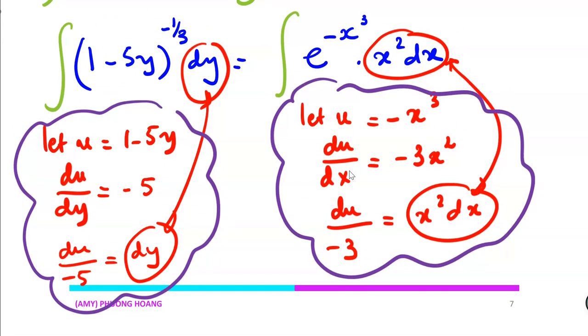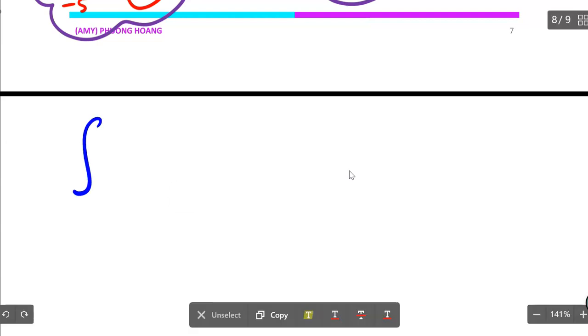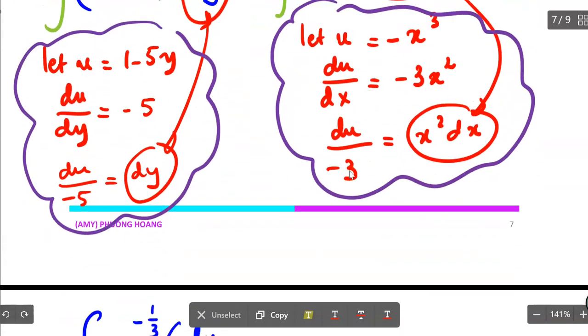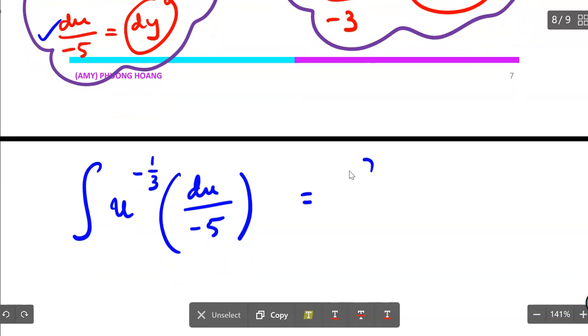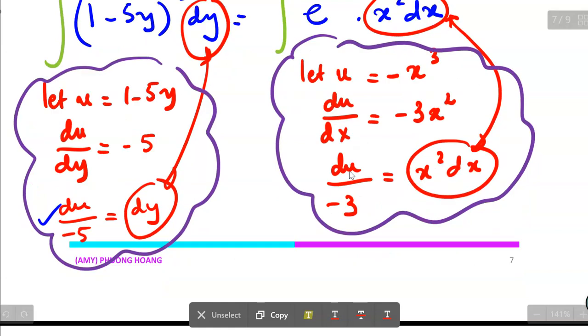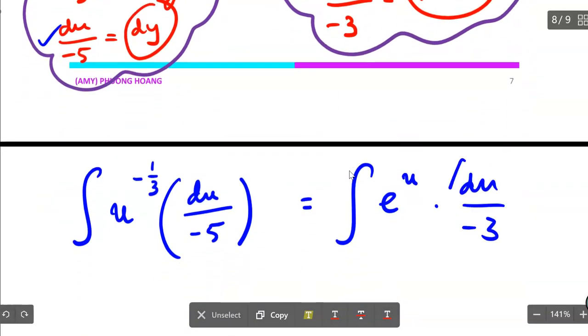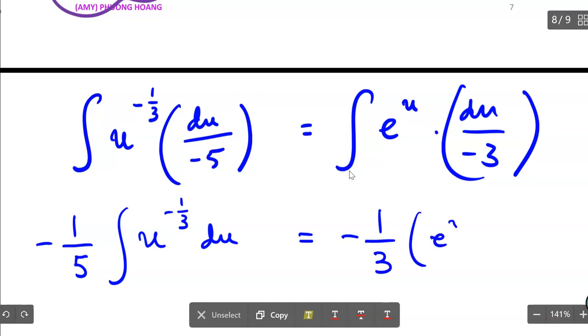Now we are going to move to the next page so that we can substitute our u in. What I have next is the integral of u raised to the exponent negative 1/3, and instead of writing the dy, I will write du divided by negative 5. This will be the integral of e to the exponent u, because I let the exponent of e equal to u, and instead of writing x squared dx, I will write du divided by minus 3. Now I'm going to simplify my integral before I integrate: minus 1/5 u to the negative 1/3 du, and negative 1/3 e to the exponent u times du. So this should be an integral sign.